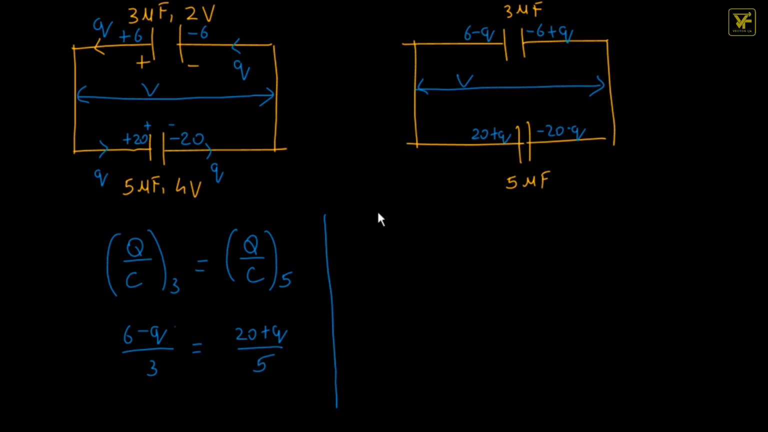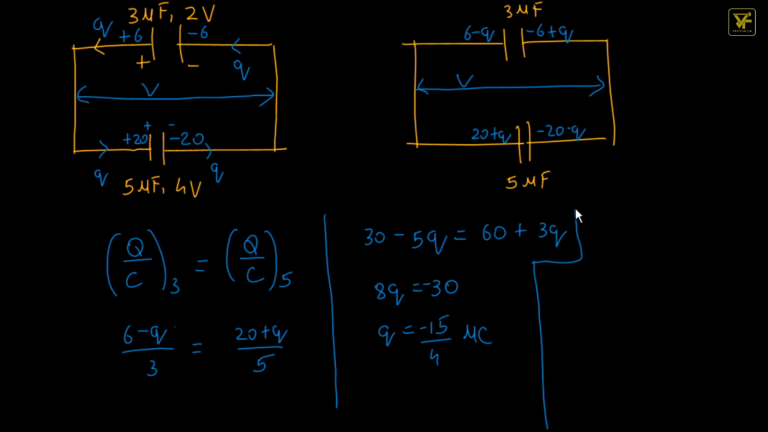After solving this, I'll just show you how to solve. 30 minus 5Q is equal to 60 plus 3Q. So this will give you 8Q is equal to minus 30. So Q is equal to minus 30 by 8, which is minus 15 by 4 microcoulombs. So Q is equal to minus 15 by 4 microcoulombs. Now since you know this, you can put the value of Q everywhere and find the charges on each of the plates. Alright, and I leave that up to you.